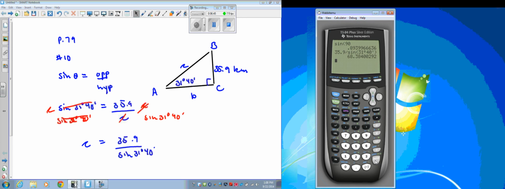Now, if you want to do accuracy, 35.9 is 3 significant digits, and it told you back here that if you have degrees and minutes to the nearest minute, that's 4 significant digits. So this right here is 4 significant digits, this is 3. So the answer, we can go to 3, right? So we go 68.4.